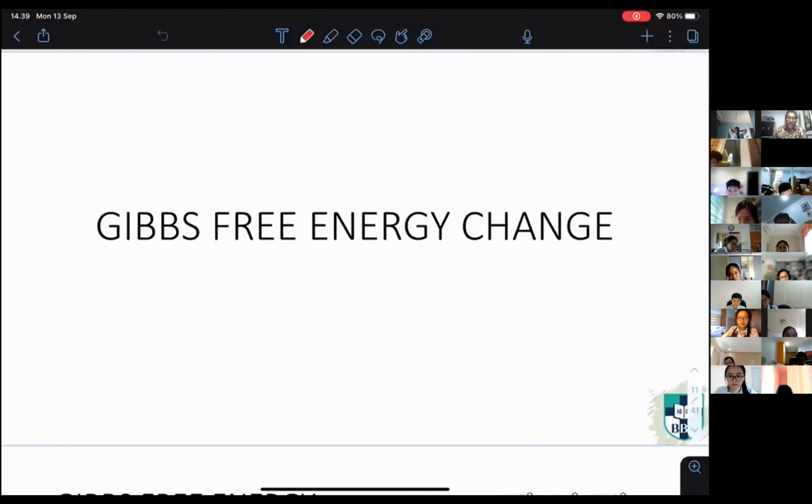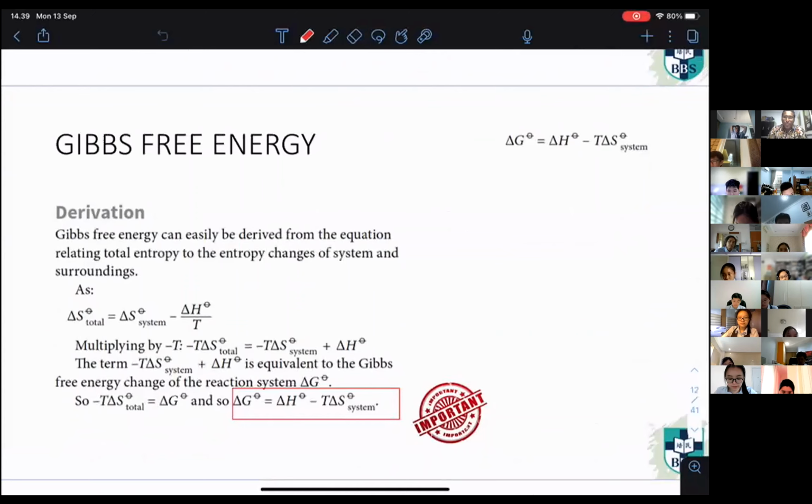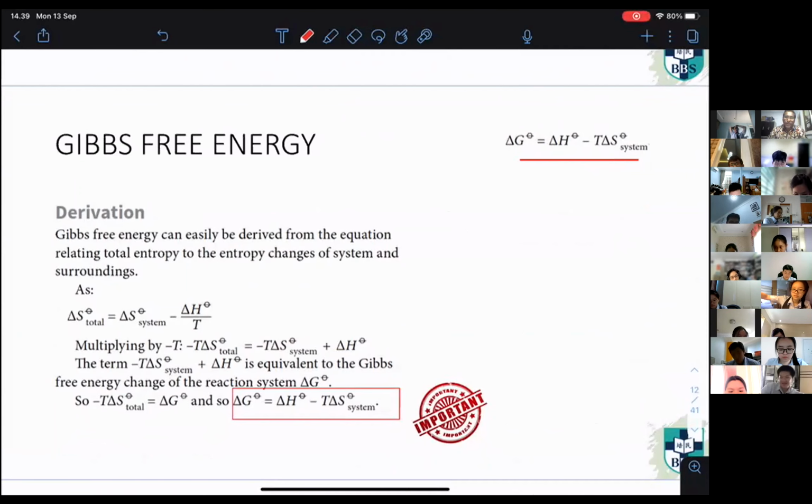So you see Gibbs free energy change. Okay, you know that you need to memorize the formula. How do we derive the formula? It's not important anymore, because of the change of the syllabus. So for this one, make sure you know how the formula is applied.